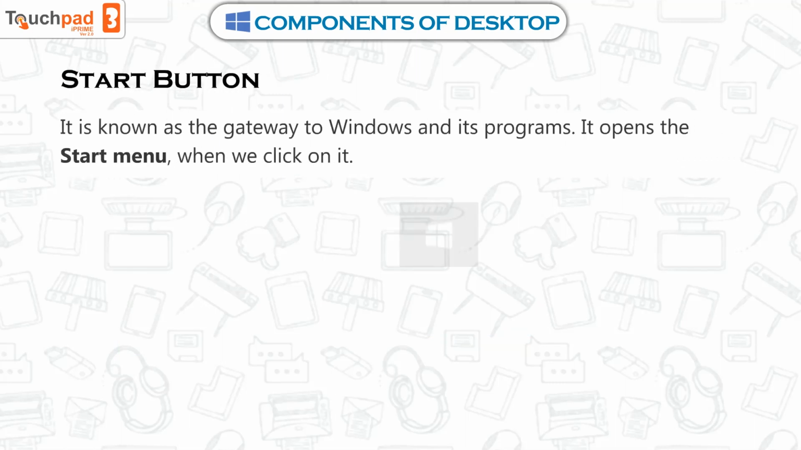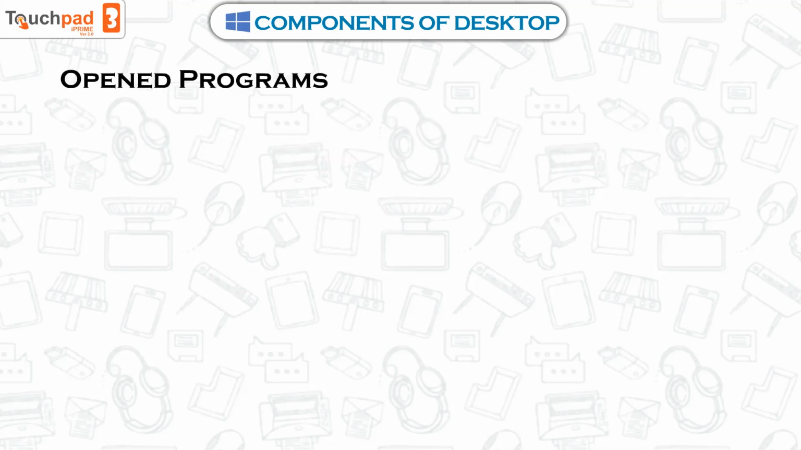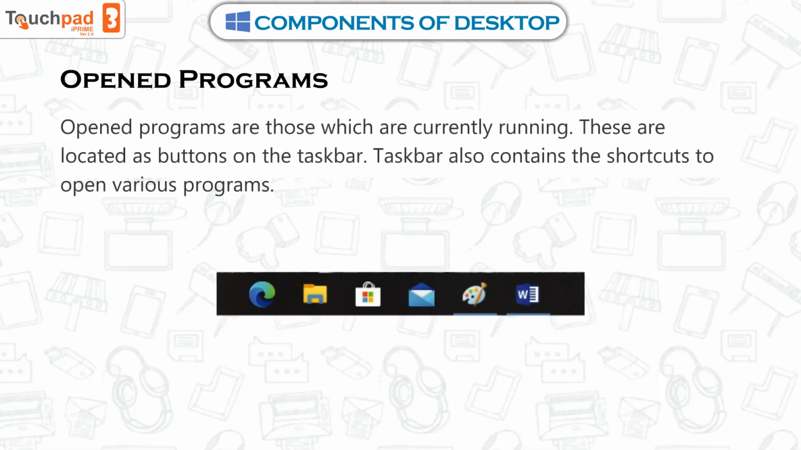Start button. It is known as the gateway to Windows and its programs. It opens the Start menu when we click on it. Opened Programs. Opened programs are those which are currently running. These are located as buttons on the taskbar. Taskbar also contains the shortcuts to open various programs.